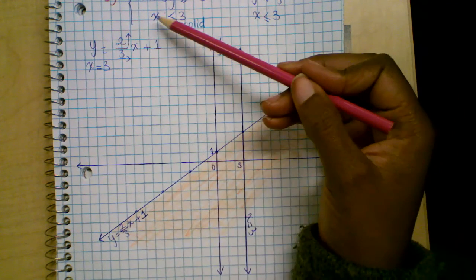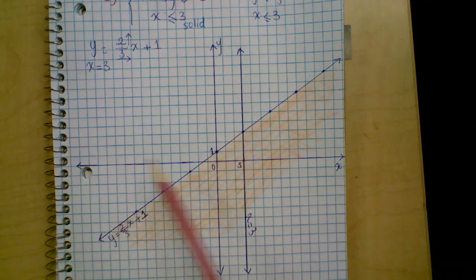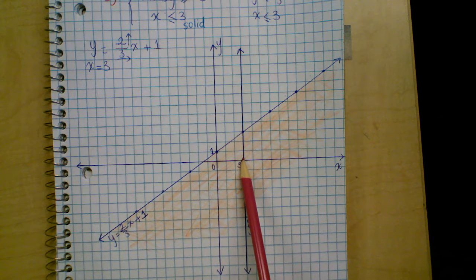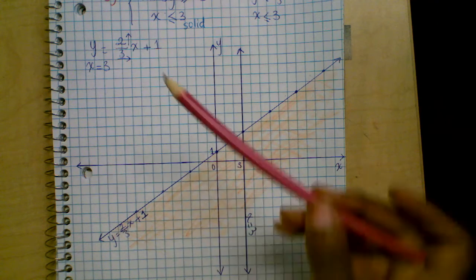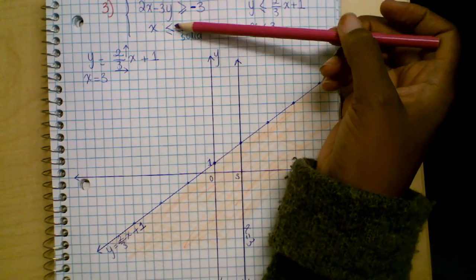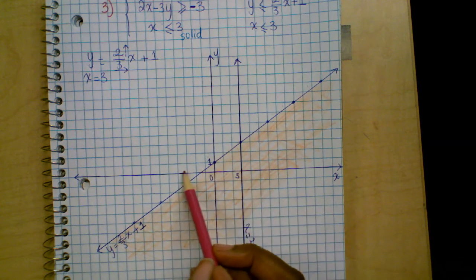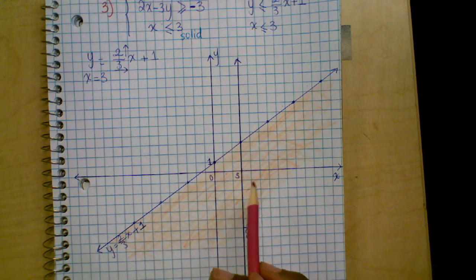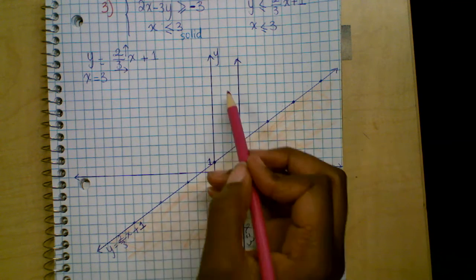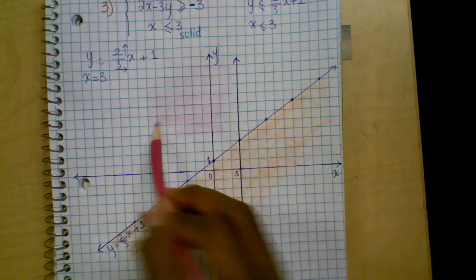You want to shade all the x values that are less than or equal to 3. On the x-axis, this is 3. What are the x values that are less than 3? They have to be on the left side, right? The arrow of the inequality is pointing to the left. So you have to shade all the numbers to the left of 3 and less than 3. So this is my line, and the solution area for the second inequality is right here.